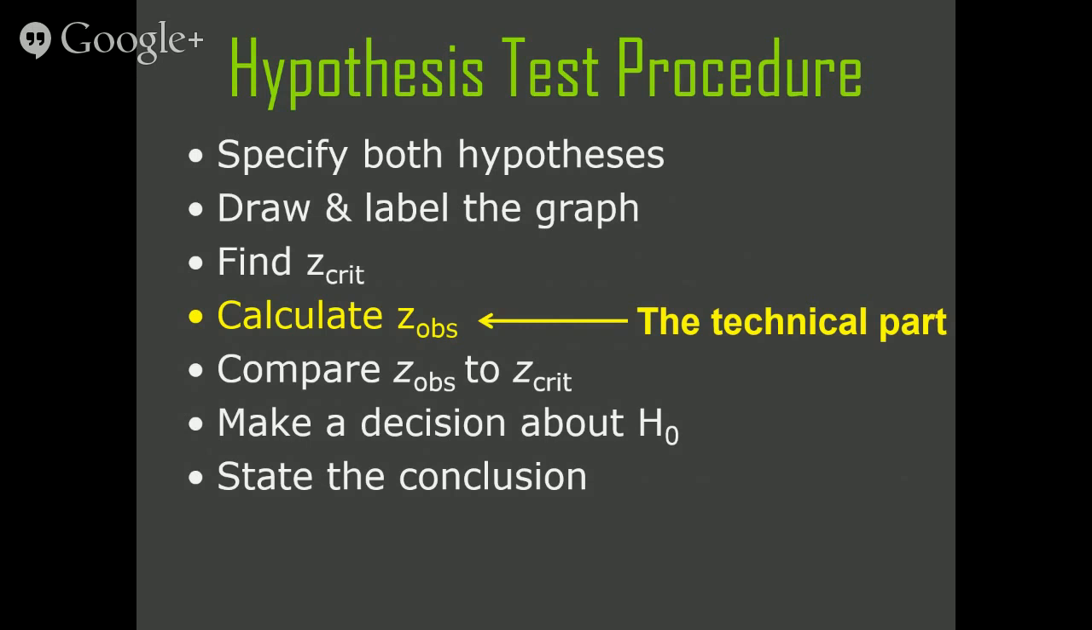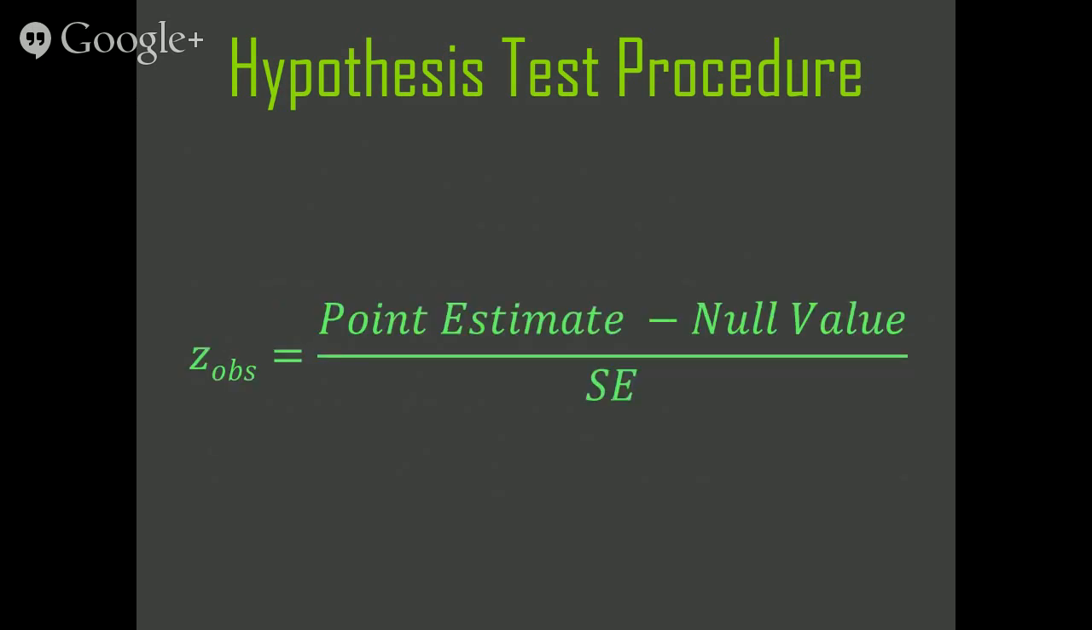Calculating z observed, sometimes the formulas start to look a little crazy, but at heart they're all exactly the same. An observed z-value for any kind of hypothesis test, or an observed z-like value, sometimes they're not z's, but they're similar to z's in many ways. That value is going to be the point estimate from your study, like your sample mean, for instance, subtracting from that the null hypothesis value, and then dividing by the standard error. So your sample mean minus the mean of the null hypothesis distribution, divided by the standard error of the mean, for instance.